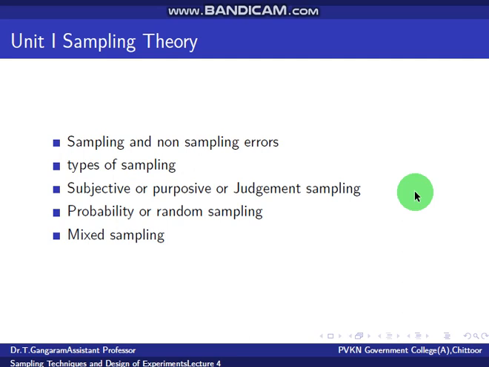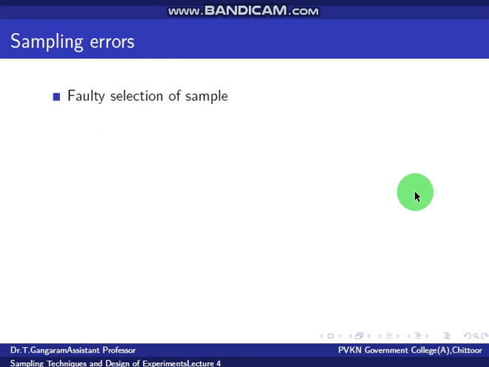First, let us look into sampling errors. Sample is a portion of population. So, in the selection of sample, some errors may enter into sample data. In case of complete enumeration, there will be no sampling errors. So, let us look into some sampling errors. The first error is faulty selection of sample.